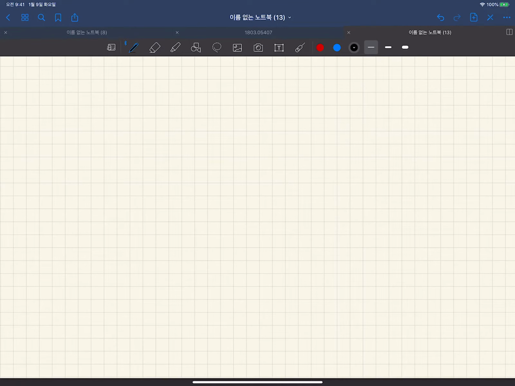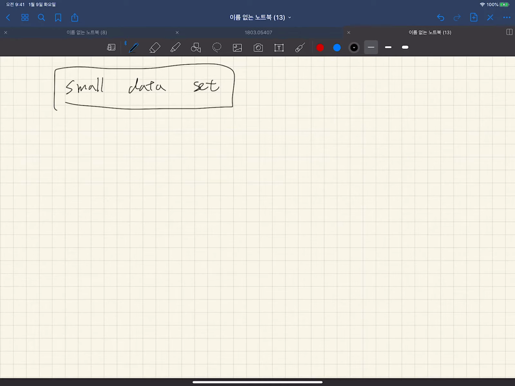in that sense, in the small data set case, we did not use deep learning techniques. But there was a solution: transfer learning.